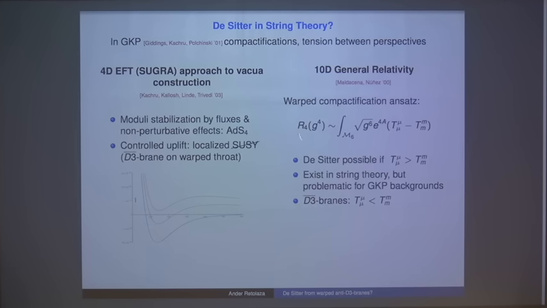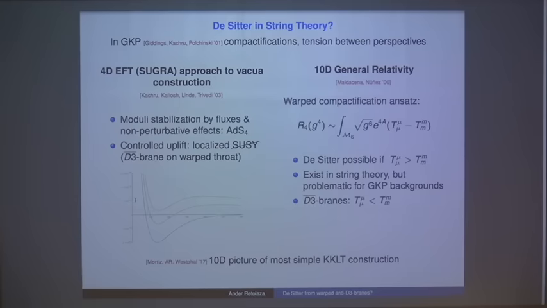So from here we see that if you want to have de Sitter, at least you need some positive contribution to this integral, and therefore you need at least one ingredient that fulfills this inequality here. Such objects exist in string theory, but they're rather troublesome for GKP backgrounds, and in particular, anti-D3 branes make a negative contribution to this integral.